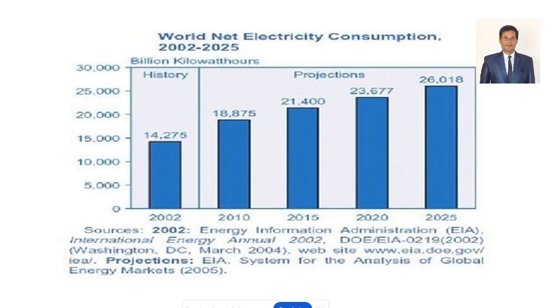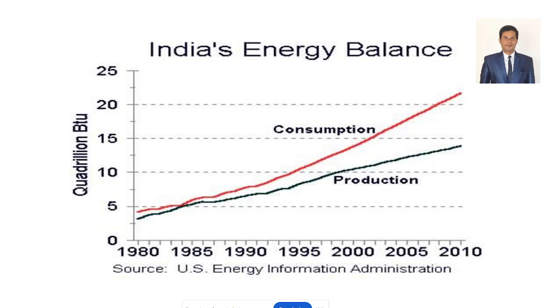Okay, let us see the scenario of energy consumption from various sources at the international level. Why should we go for energy balancing, especially in India? If you see in this graph, from the 1980s, from the 19th century to the 21st century, there is a drastic change in consumption. Consumption is more, and production is very less.